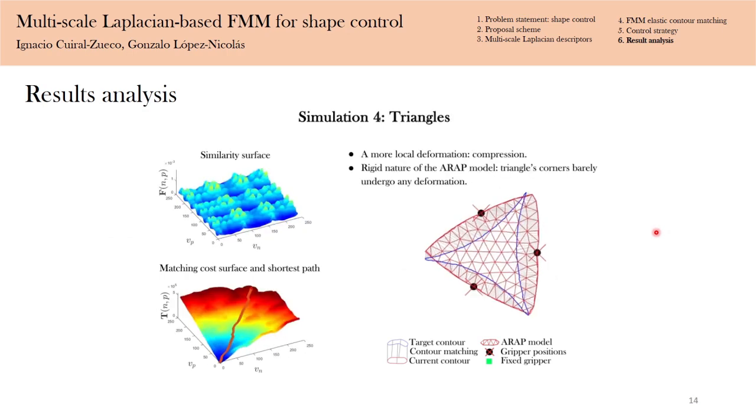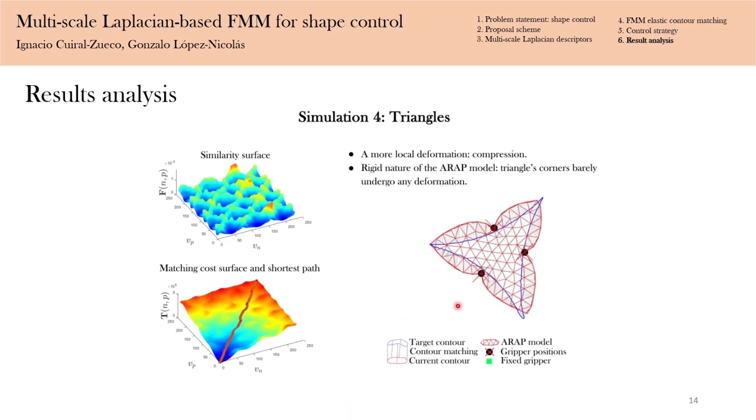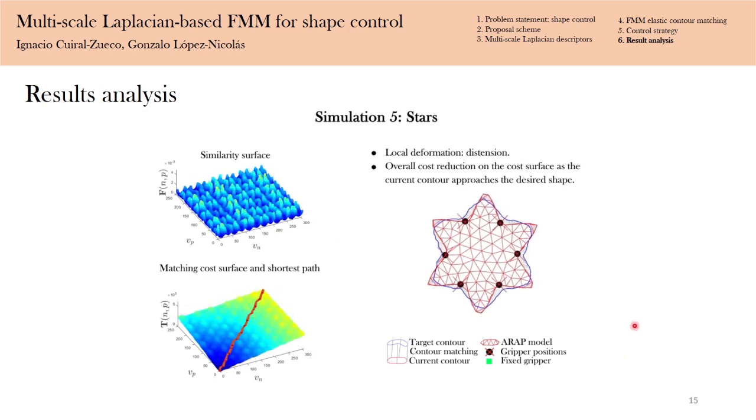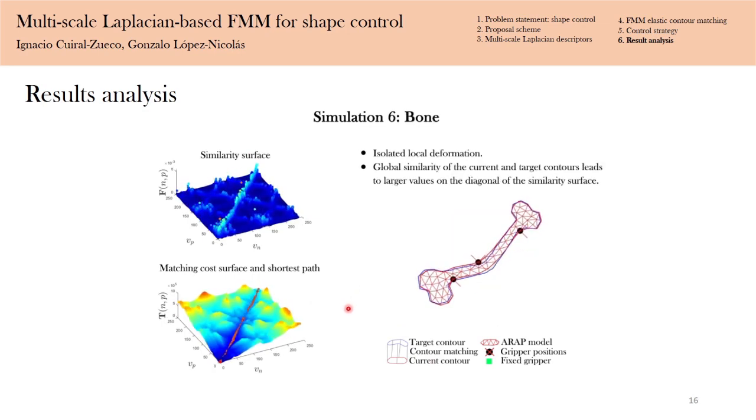Then we've got more local cases, like these triangles. In this case, note how it's really hard to get this curve here, but the method converges as well to what I would say is a good solution. Another local deformation, in this case in several parts of the star. Again, the similarity surface pops up as the cost surface starts showing lower values. Here's another local deformation, and the diagonal here is so clear because in the end both shapes look very similar.